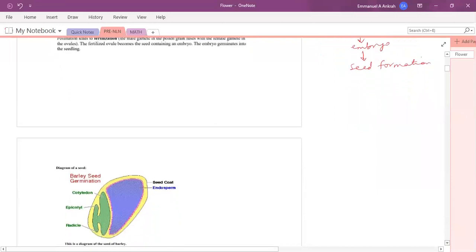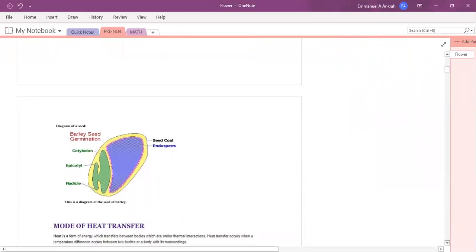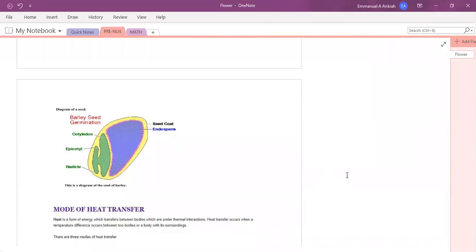Then you have to know how the seed looks. Sometimes they draw the seed, and you should be able to label the parts.